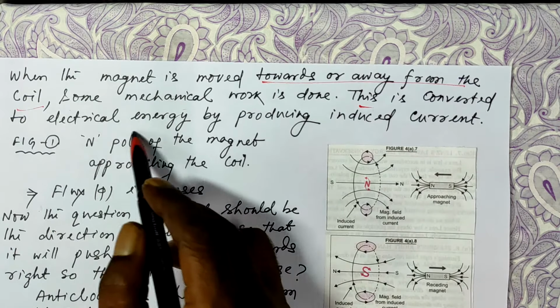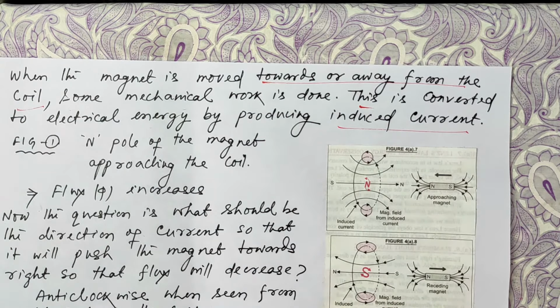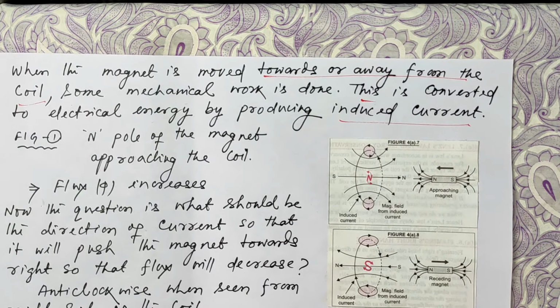This is converted into electrical energy by producing induced current. That is why I said Lenz's law is based on conservation of energy. Now let us find out the meaning of that negative sign, which will give you the direction of current only.